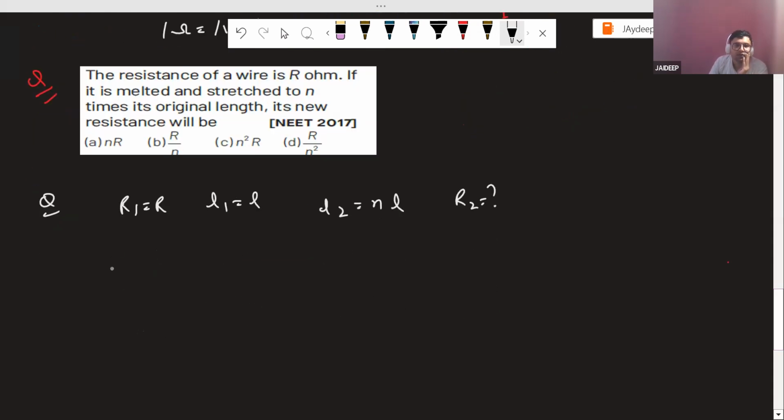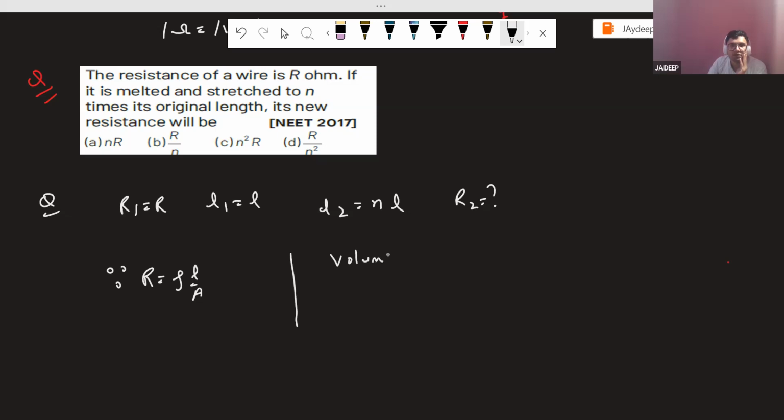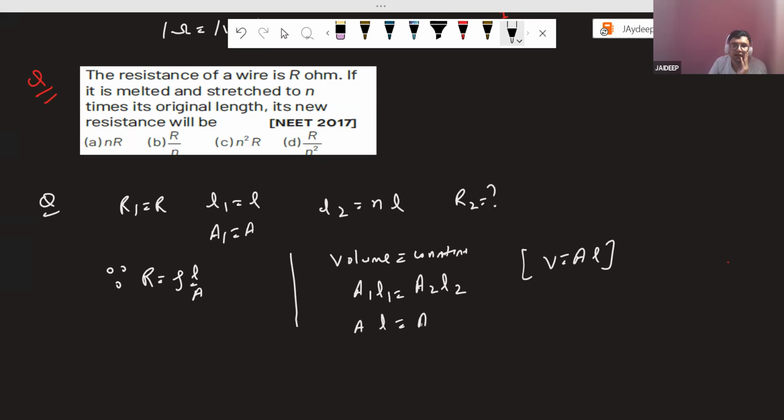Look, since resistance equals rho L over A. Now, volume remains constant. So A1 L1 equals A2 L2. Volume is basically area times length. Now let A1 be A. So L1 is L, A2 we have to calculate, and L will be cancelled out. So A2 is A over N.